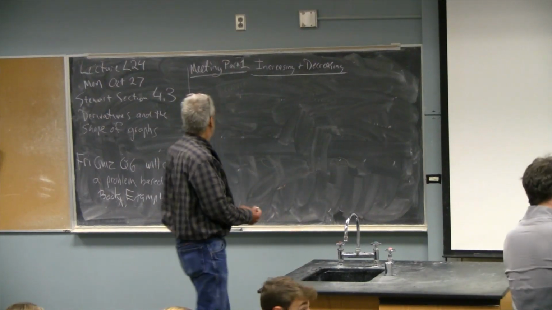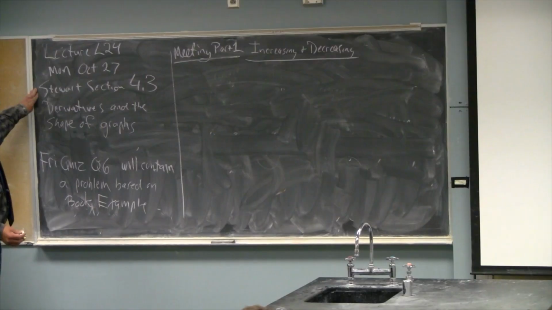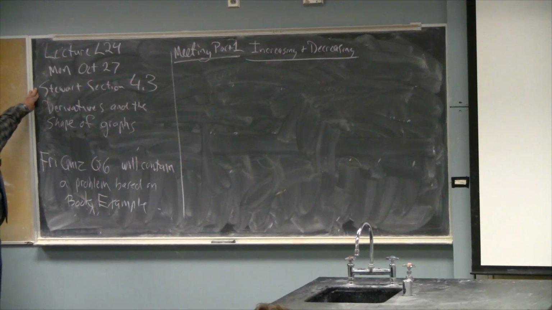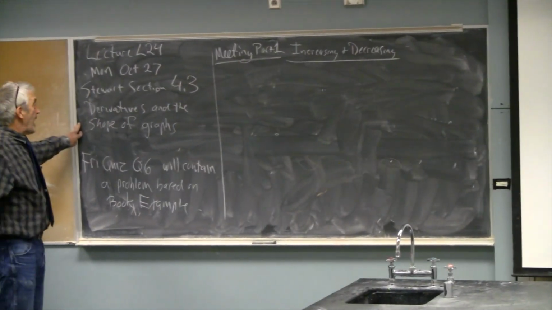All right, hi everybody. This is lecture 24. We're going to be discussing Stewart section 4.3, which is about the relationship between derivatives of a function and the shape of the graph of the function.